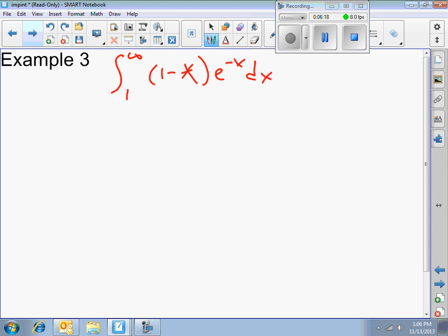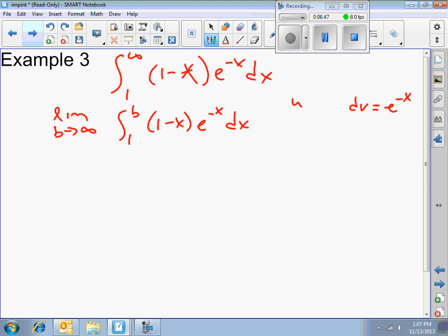Well, just like all the rest, we have to decide which technique we're going to use, and this is actually going to be an integration by parts. So let's first of all say the limit as b approaches infinity of the integral from 1 to b of (1 minus x) e to the negative x dx. If I'm doing this by integration by parts, you may recall that our dv is always the e one, e to the negative x, and my u is 1 minus x, du is now negative dx, and v is negative e to the negative x.